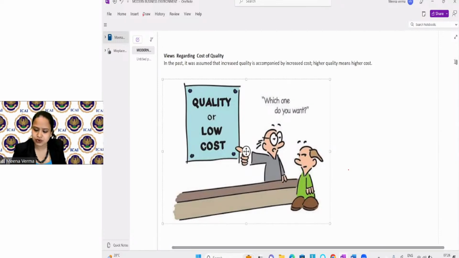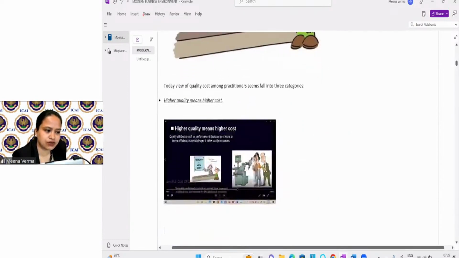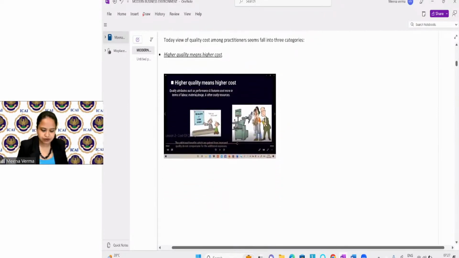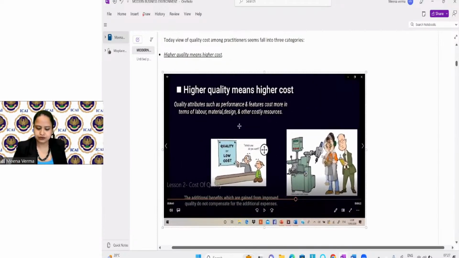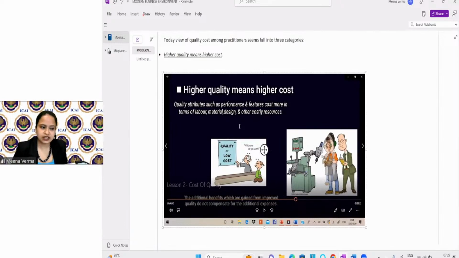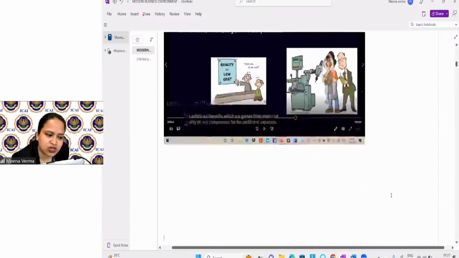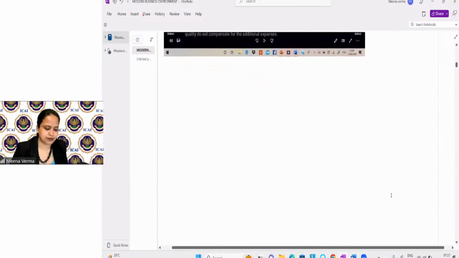This is actually one of the views. Higher quality means higher cost. If you want to produce a quality product, it will result in high cost. But actually, this is not good for me, that I want to produce a quality product and its cost will be high. Okay, let's see, what will happen if this happens, right?